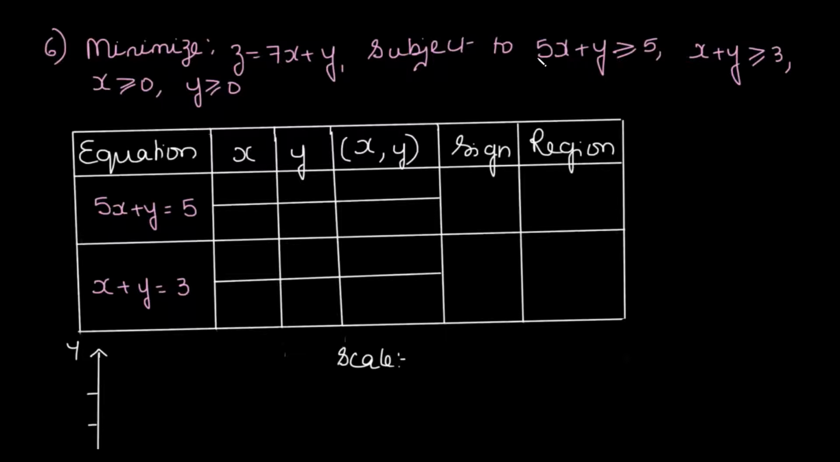We begin the sum in the normal way, that is we convert these constraints into equations. Already it has been written over here, that is 5x plus y is equal to 5. Correspondingly, we need 2 points on the line. When we put y as 0, we get x as 1, and when we put x as 0, we get y as 5. So these are the 2 points on the line which we are going to plot. Now the sign in this case is greater than or equal to, that means the region is the non-origin side.